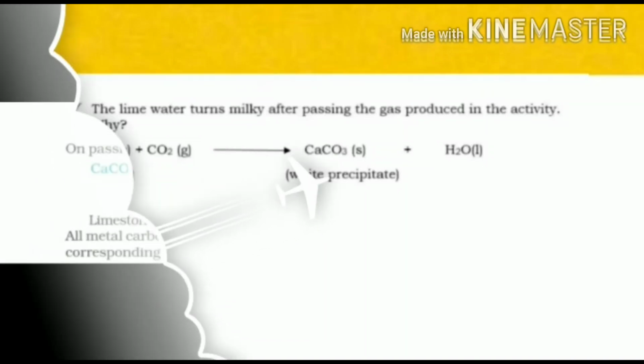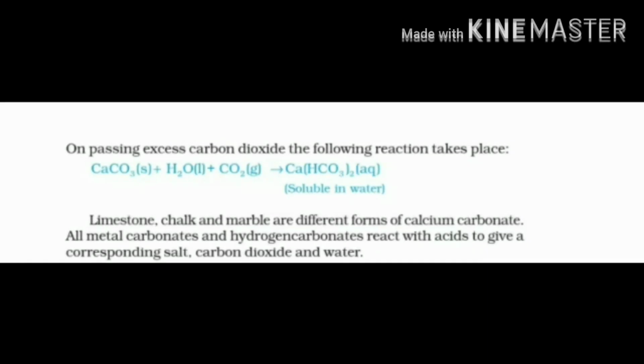But remember, on passing excess carbon dioxide, the reaction changes a bit. That is, the insoluble precipitate gets dissolved. It becomes soluble in water. So what exactly happens? This calcium carbonate, when reacts with water along with carbon dioxide, it forms calcium hydrogen carbonate, which is soluble in water. So on passing excess of carbon dioxide, this lime water again loses its milkiness.